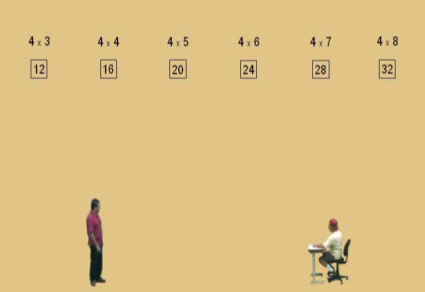28, very nice. What's 6 times 4? That would be 24. What's 5 times 4? 20. That's 20. That's the commutative property for multiplication. Okay, now, let's move on.